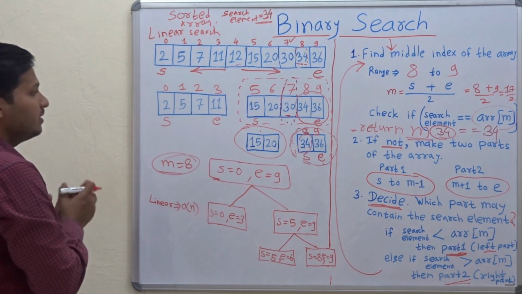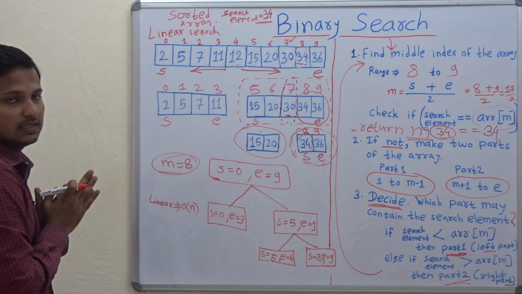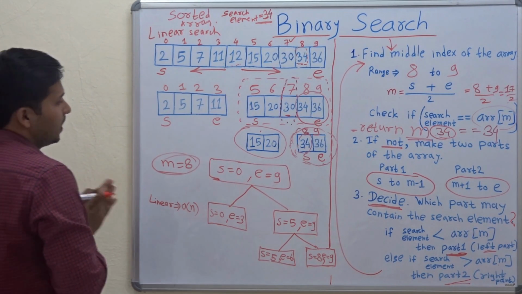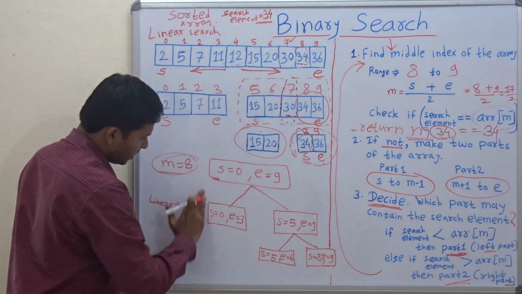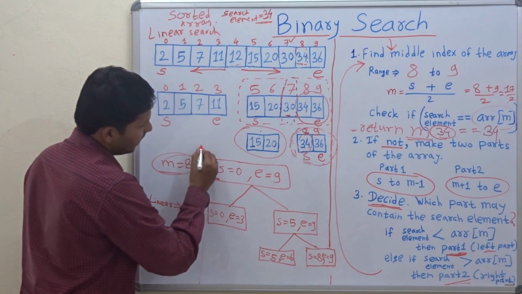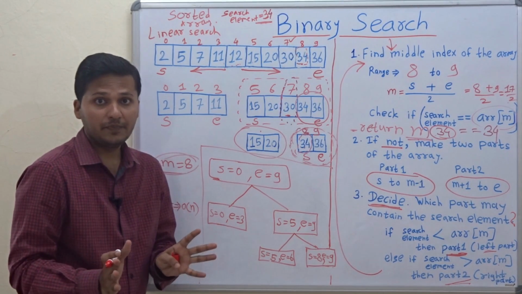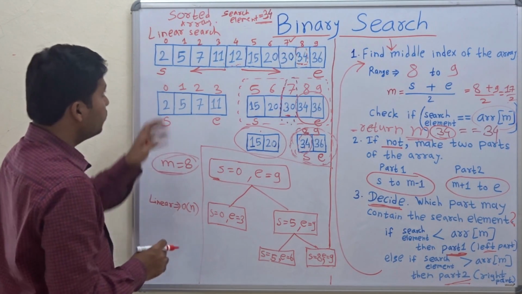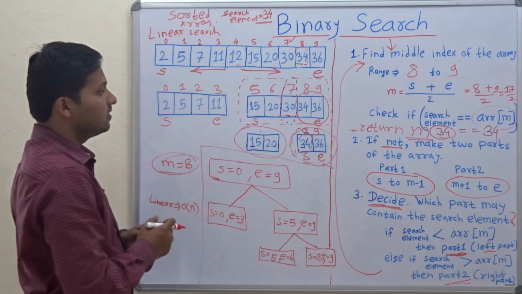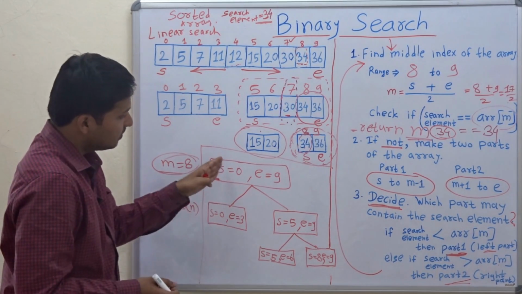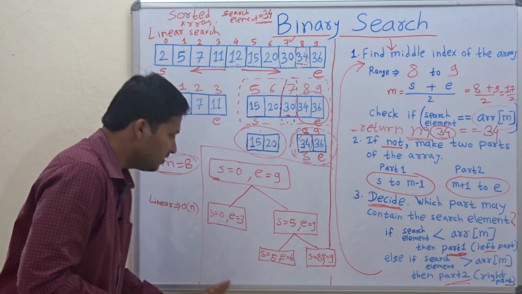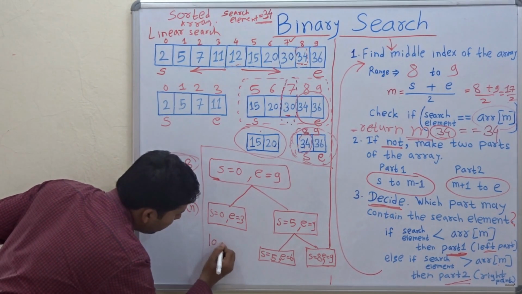Now what is the time complexity for this? See here, this structure of divide and conquer is the same as a binary tree. So if you have n elements in the array, then the height of this binary tree will be equal to log n.